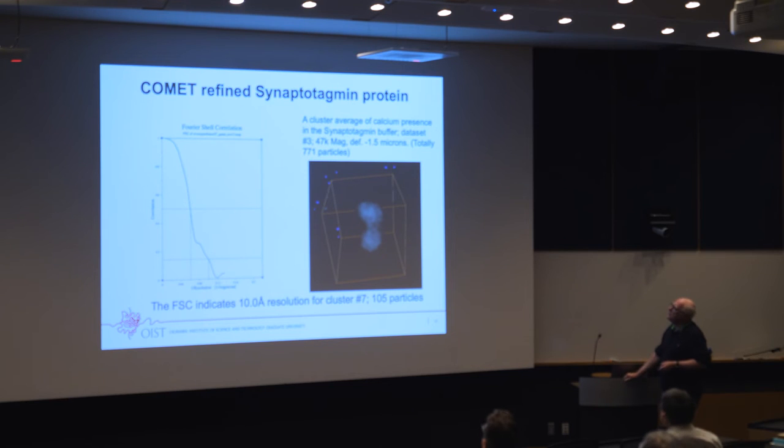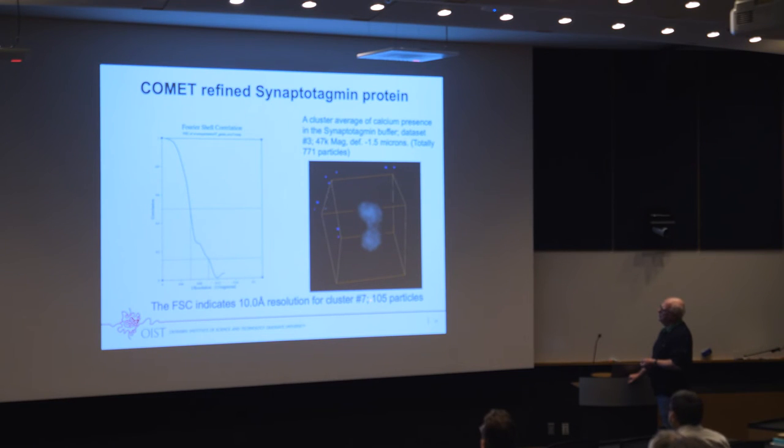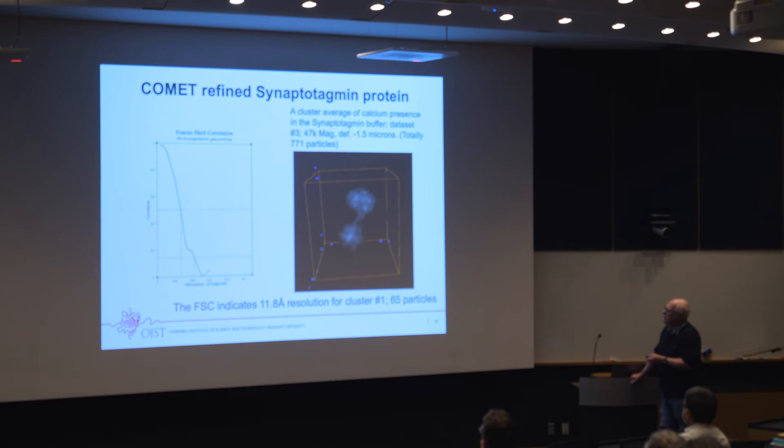So here's an example. In this case, we had 771 particles of about 35 kilodalton in one experiment, one tilt series. And then in this case, cluster 7 contained 105 particles, quite a number of them. And it looks like this. And with Fourier-Shell correlation, you can see that with the 0.143 criterion, it's 10.0 angstrom resolution on that one. Another one had slightly worse. This one is 11.8 angstrom resolution, and the two peptides are much further apart from each other in this case.